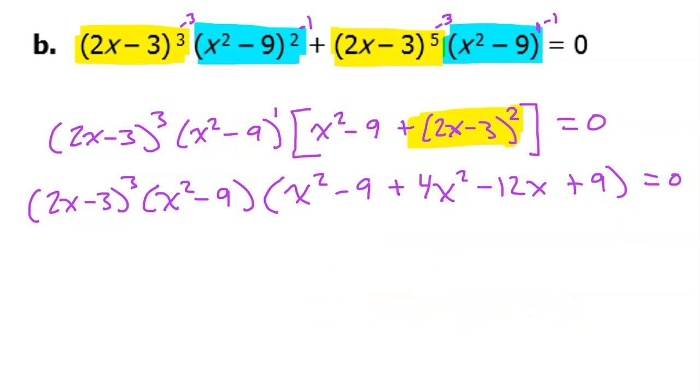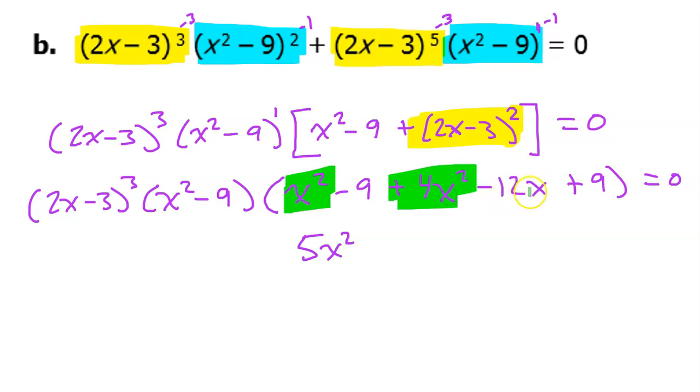So let's combine some like terms. So I see we have x squared and 4x squared. So I'm going to have 5x squared. Maybe I'll just color code this a little bit. So I'm putting these together. What else do we have? There's no like term for the negative 12x, so I'm just going to bring that down. I'm noticing that we have negative 9 and positive 9, so they just cancel each other out. So I am left with this.